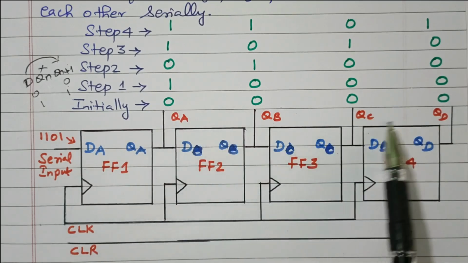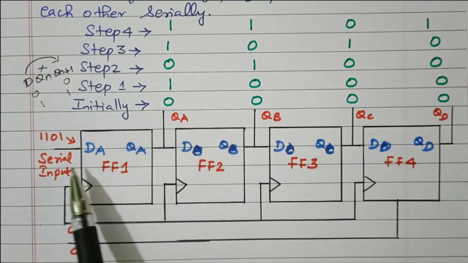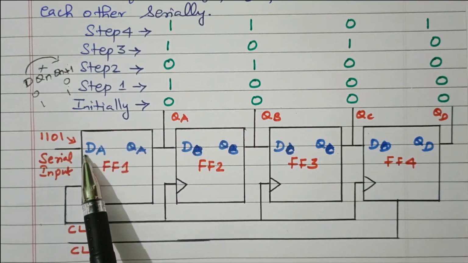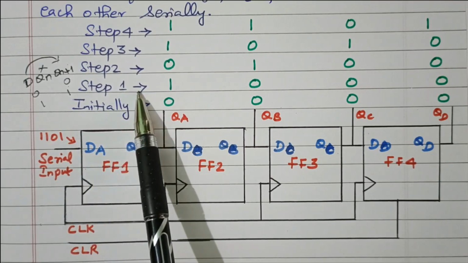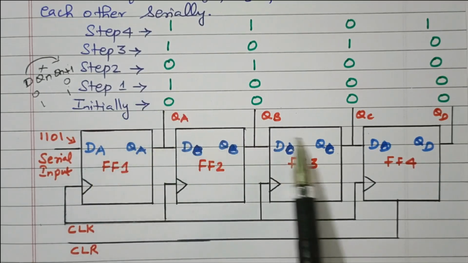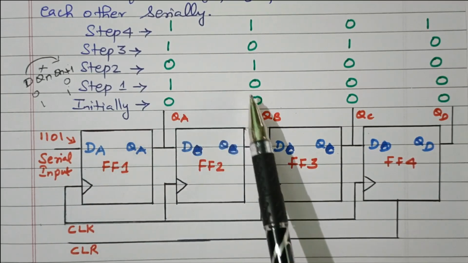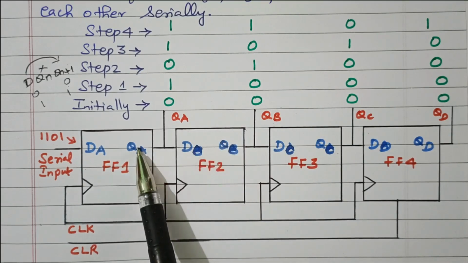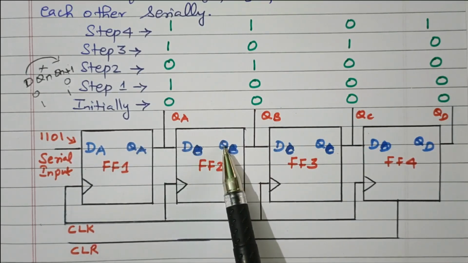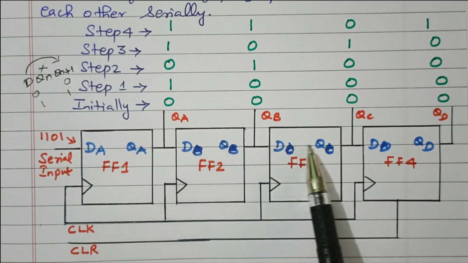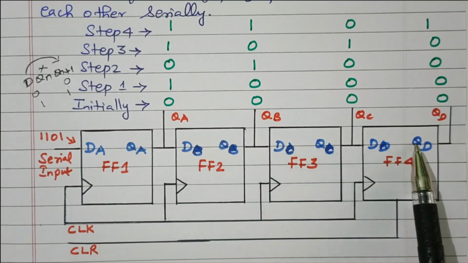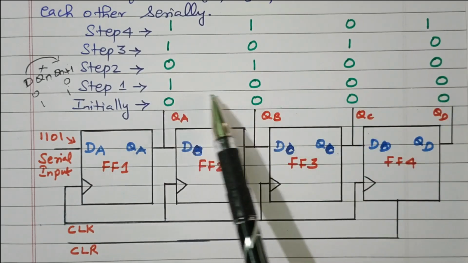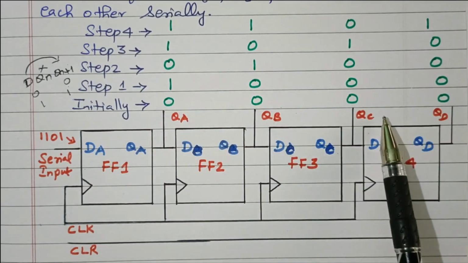The output of all the flip-flops is 0000. In step 1, we are sending the data 1. If the input is 1, the data will be transferred. The 0 available in QA will go to QB, the 0 available in QB will go to QC, and the 0 available in QC will go to QD. That is, the data will be shifted. So it becomes 1000 in the first clock pulse.